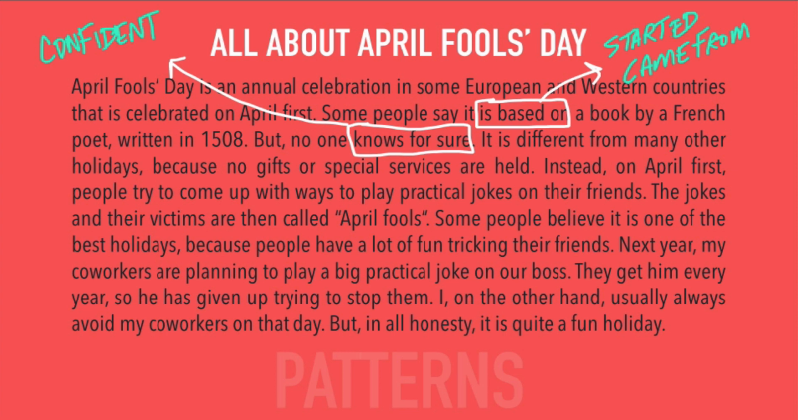All right, let's move on to the next sentence. It is different from many other holidays because no gifts or special services are held. Now, at the very beginning of this sentence, we have, it is different from. Now, this pattern is used when you want to compare two things, to compare. So, for example, it is different from my old computer. Once again, my new computer is different from my old computer. So remember, this it can change. She is different from my mother. He is different from his brother. Whenever you want to compare someone or something, you can use blank is different from blank.